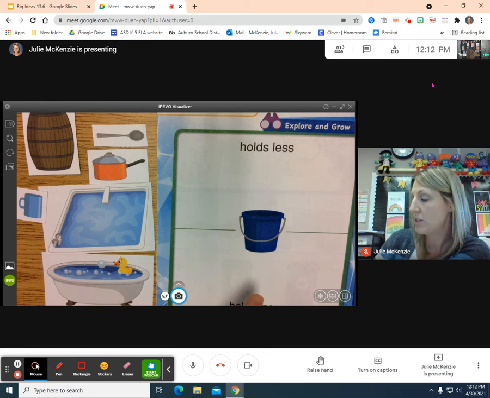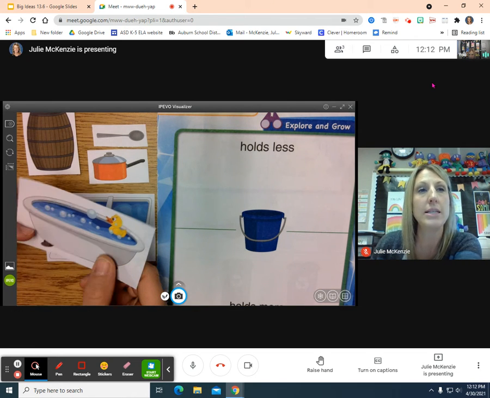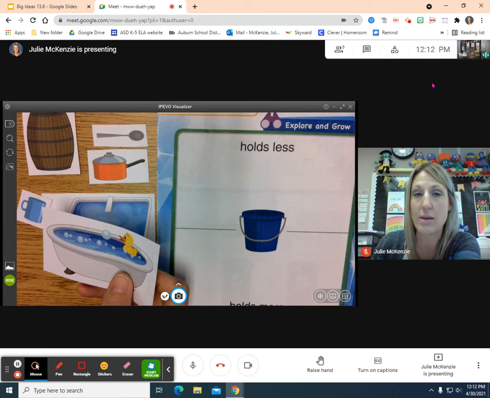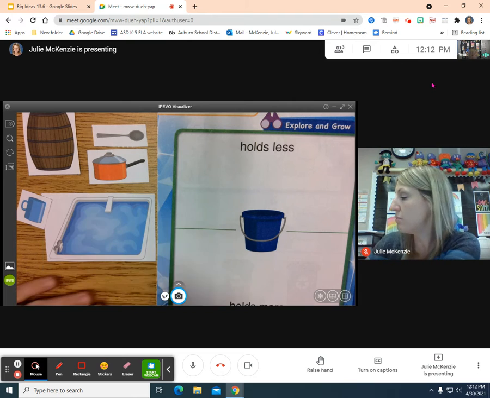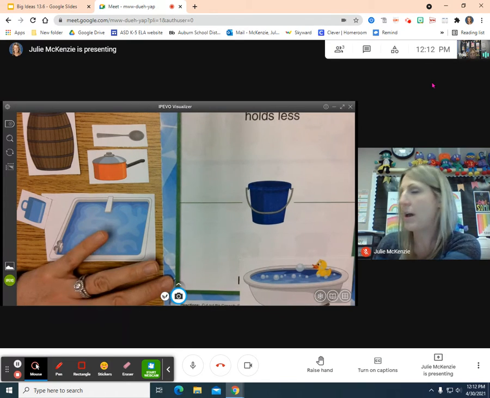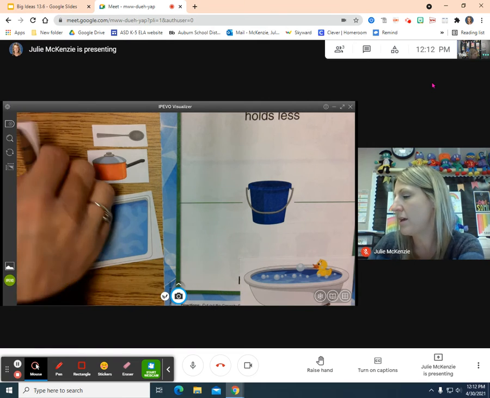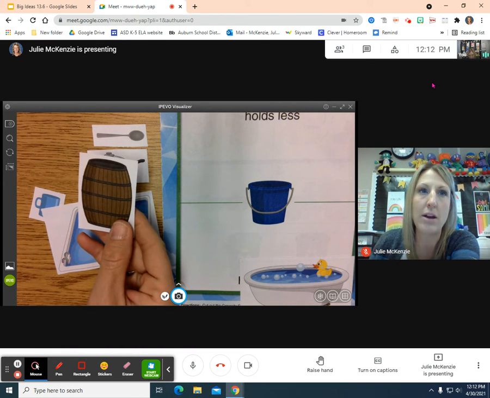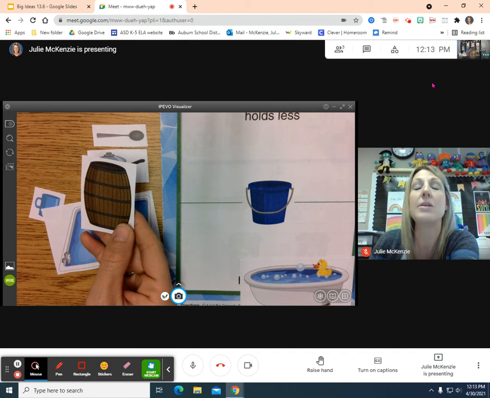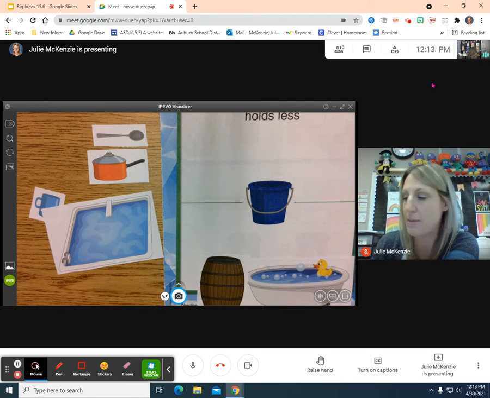All right, so let's start with the bathtub. Does the bathtub hold more water than the bucket or less water than the bucket? It holds more water than the bucket. It's going to go down below. The bathtub has a greater capacity than the bucket. What about the barrel? Could this barrel hold more water or less water than the bucket? More water, because it has a greater capacity than the bucket.